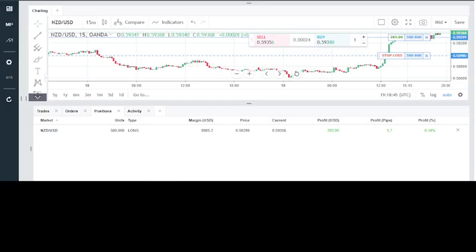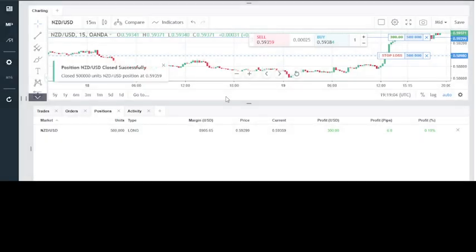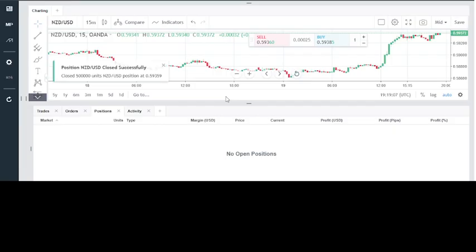Okay, so I'm back on the New Zealand dollar, US dollar long trade I took earlier this morning. And I'm up about $305, but I'm going to go ahead and close out this trade and lock in my profit. It's headed toward the end of the day here, so let me go ahead and close this trade. Okay, so I closed the trade, so I don't have any open trades here.